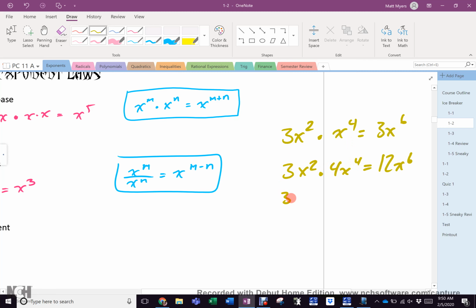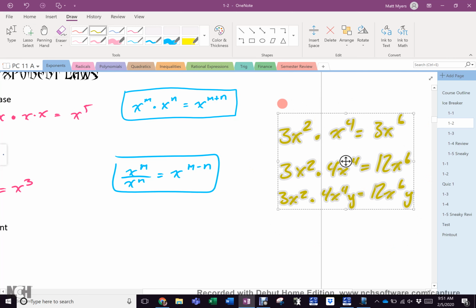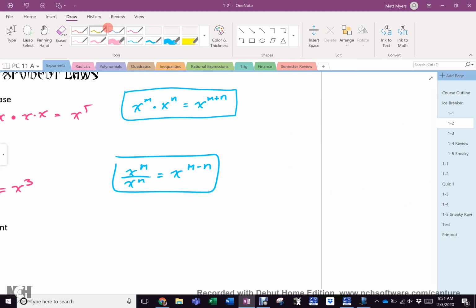And finally, what is 3x squared times 4x to the 4th y? 12x to the 6th y. Right? Easy peasy. That's law 1. Law 2.